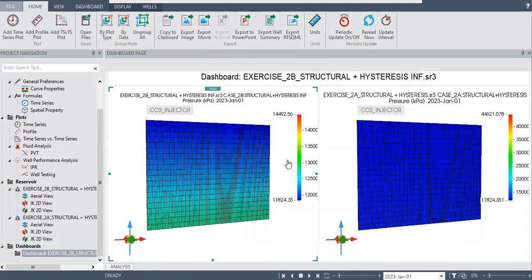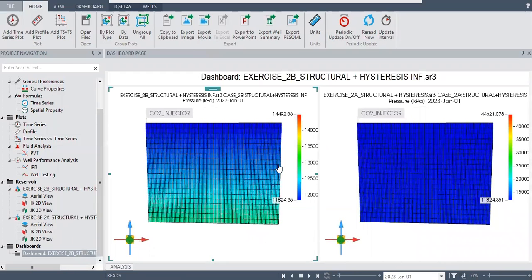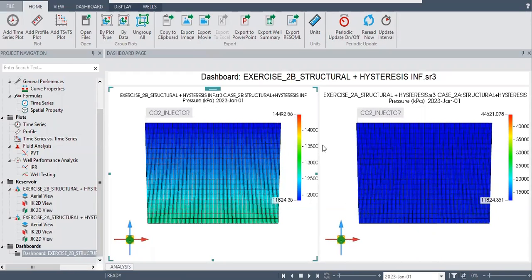Okay, we can see the difference. We are currently looking at pressure. They are the same. No, actually, they are not the same. Here, the pressure is around 12,600 kPa. Oh, yeah, they are quite the same. But the scale is different.